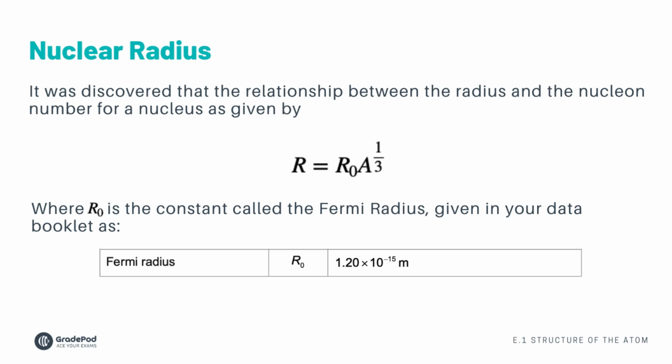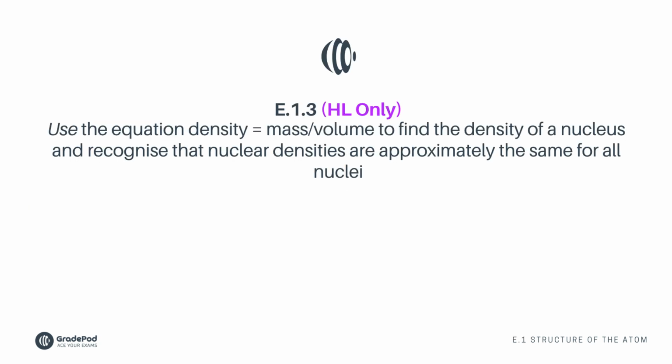A is the mass number, or the number of nucleons in each atom. You've seen that before in the standard level section of this tutorial. So you pop in A and put that to a power of a third, and there you go. You can calculate the radius of any nucleus in the periodic table, or any nucleus in any element or isotope, using this formula. After making efforts to find the radius of every nucleus, scientists then wanted to try and look at the density of the nucleus.